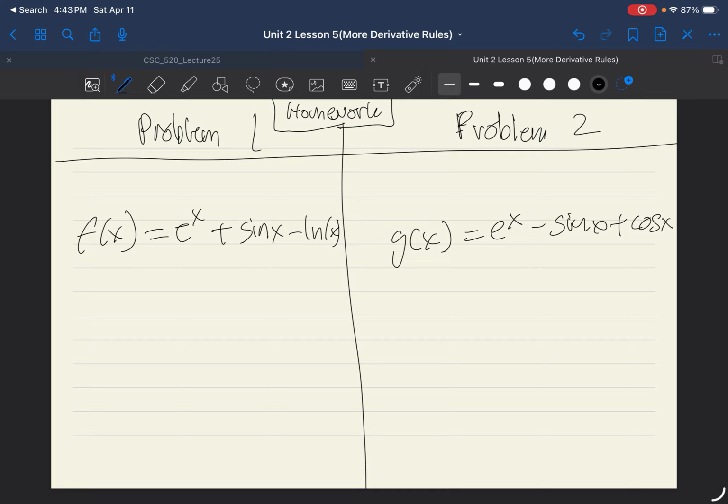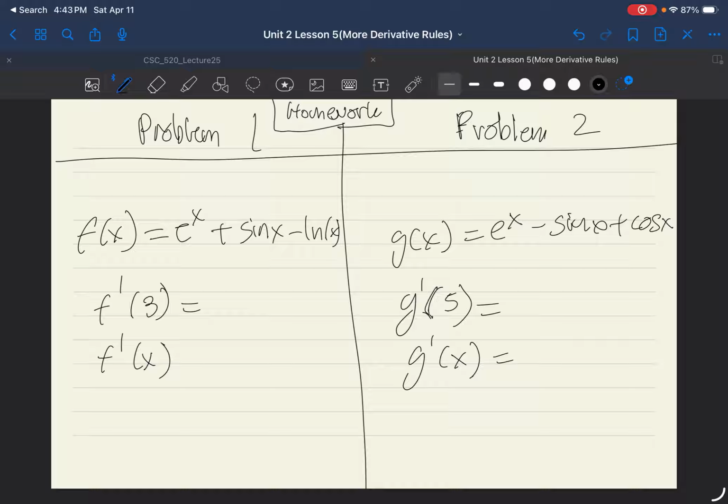And of course, I want you to find me the derivative. I'll ask you for f prime of 3 and then g prime of 5. I just gave you g prime of x. Now I'm asking you for the derivative at a specific point. I also want f prime of x. I want the general term. And then I want f prime of 1.